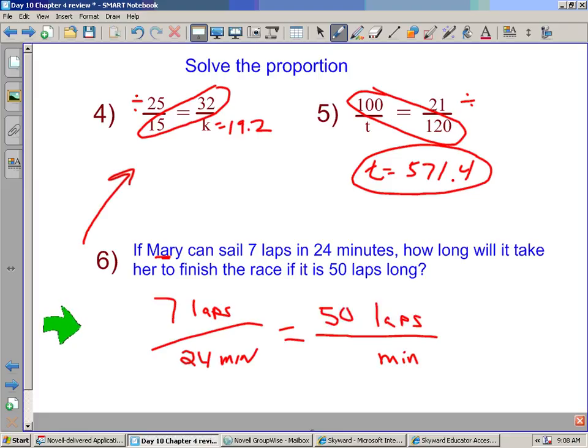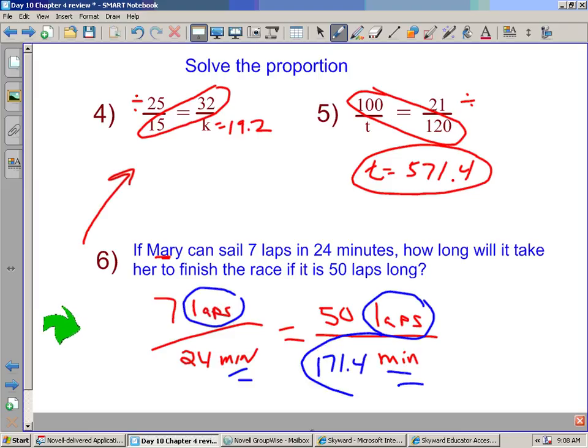And the key there is to make sure that our label on the top is the same on both sides. The label on the bottom is the same on both sides. That will ensure that you have your proportions set up correctly. Now, just like the problems above, we cross multiply and divide. And you find out it takes about 171.4 minutes. Okay.